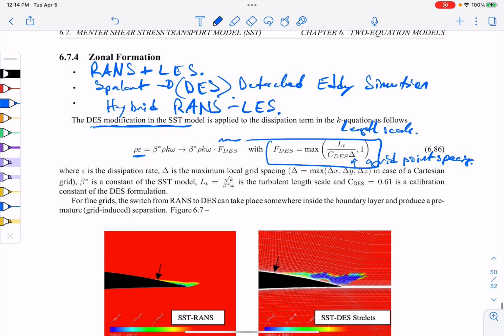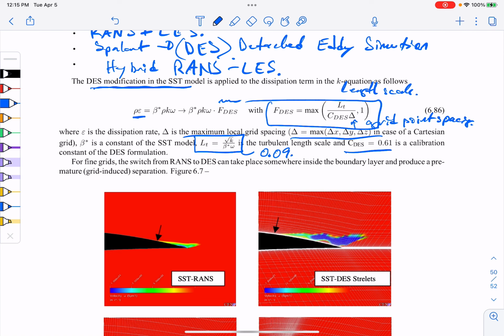So here's one definition of your length scale. You see, LT is nothing but the square root of K divided by omega times a coefficient. And I think usually beta star is 0.09 in the typical closure, if I remember. And CDES is another calibration coefficient. And delta is the local grid point spacing, and say, if you have a structured grid, that'd be the max of delta X, delta Y, or delta Z. So you can see in your code, you can actually implement this quite easily, but then you have to have a whole other sort of code, an LES code built in, which would transition your solver.